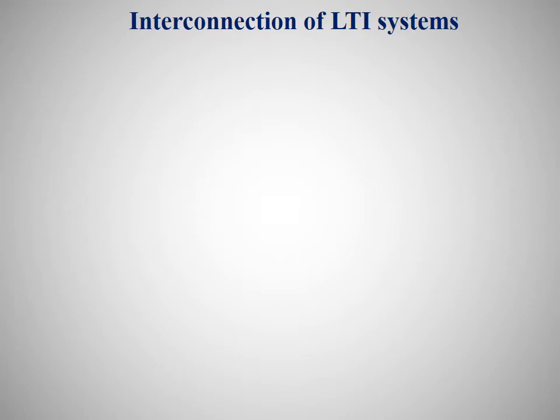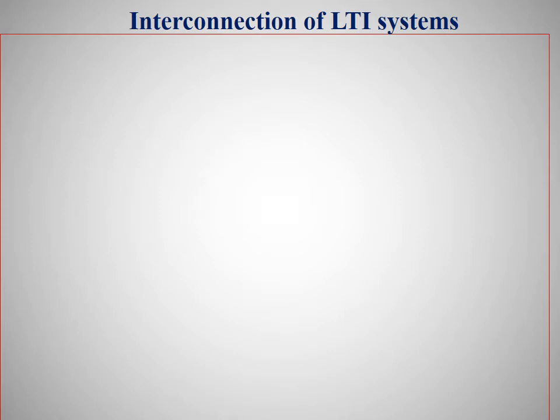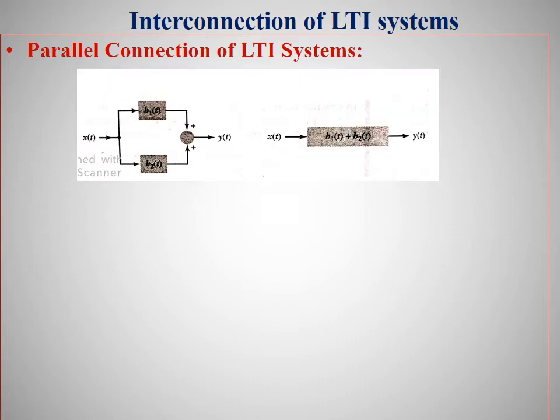Let us go on to the interconnection of LTI system by considering the two connections in detail, namely the parallel connection and the cascade connection. Let us go on to the parallel connection of LTI systems. Here we have been given a system whose input is x of t and the output is y of t. Two constituent impulse responses are present, namely h1 of t and h2 of t. The net result is represented here as x of t, h1 of t plus h2 of t, and the output again is retained as y of t. The summation is carried out here.